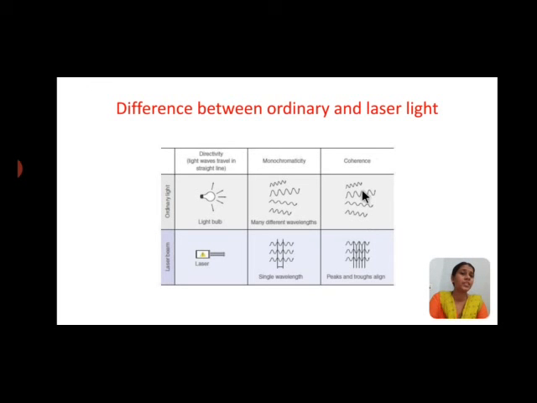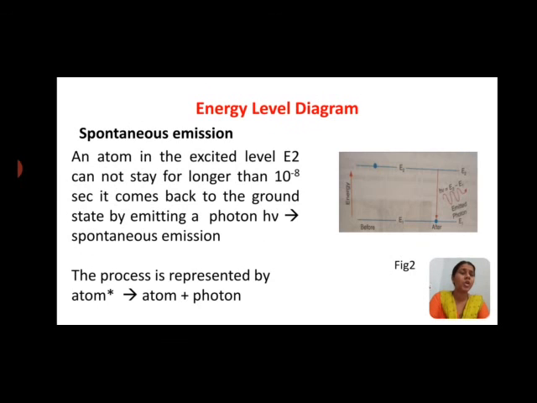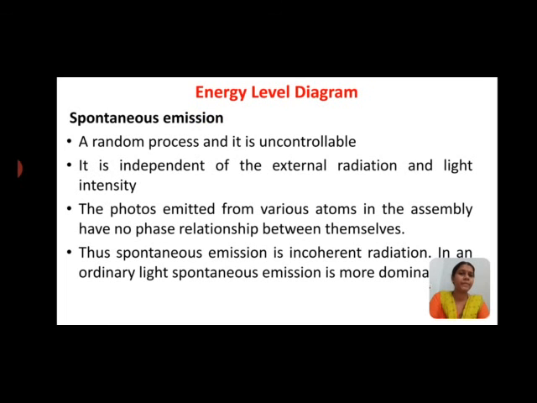The phase difference is not the same here. They are moving with different wavelengths. They are moving here and there. The intensity is also distributed in all directions. So this is about the characteristics of spontaneous emission. Spontaneous emission is more dominant in the case of an ordinary light bulb.